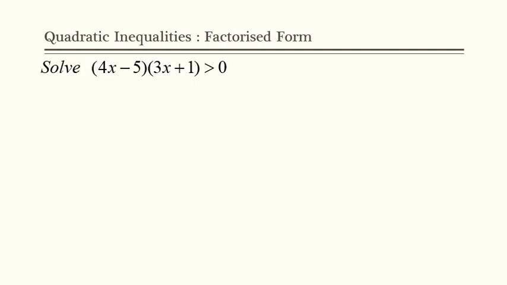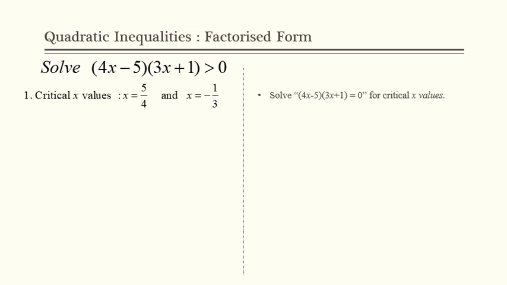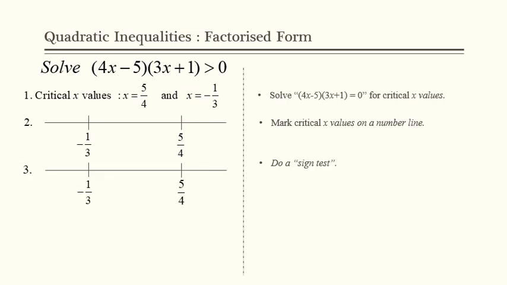With these fundamentals now, let us look at an example of a quadratic inequality given in the factorized form. We will use a four-step solving approach. In step 1, we will find the critical x values. In step 2, we mark the critical x values on a number line. In step 3, we will do a sign test.